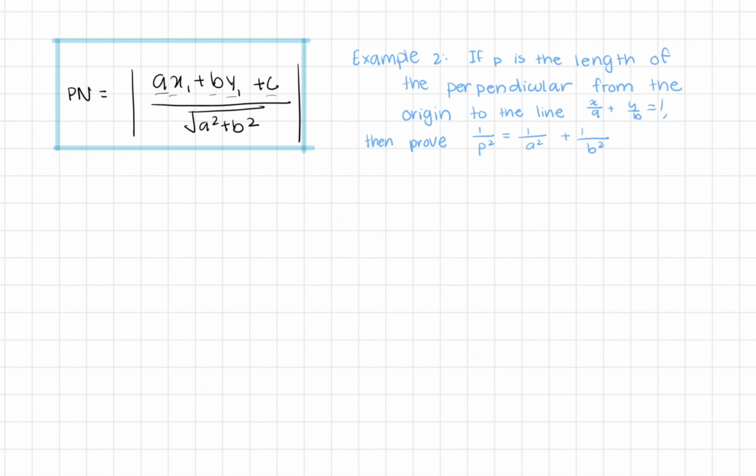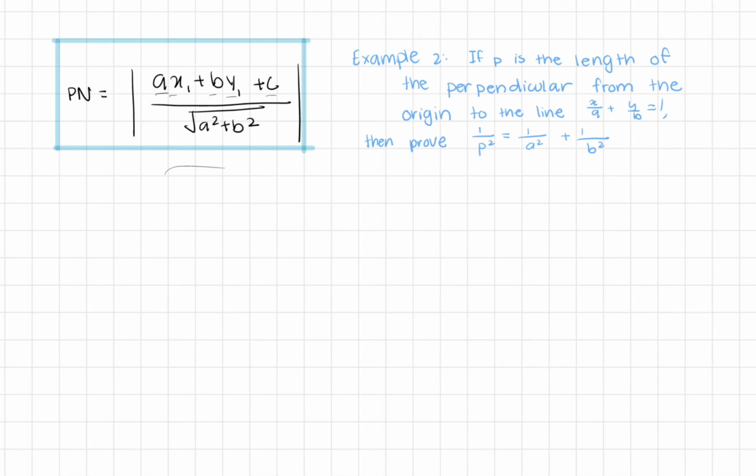Alright, so let's take a look at another example. Once again, we have the same formula. Example 2. If p is the length of the perpendicular from the origin to the line x over a plus y over b equals 1, then prove 1 over p squared equals 1 over a squared plus 1 over b squared.